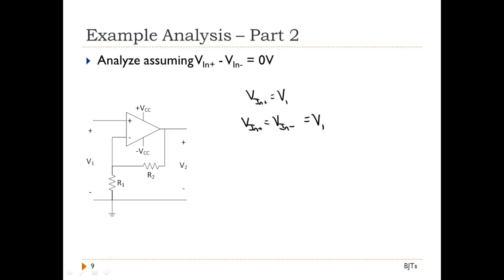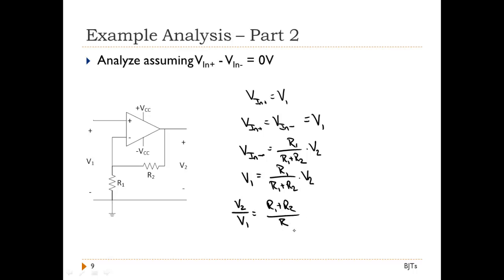The voltage divider would lead to a relationship Vin minus equals R1 over R1 plus R2 times V2. We already said that Vin minus also equals V1, which leads to V1 equals R1 over R1 plus R2 times V2. This can be simplified to V2 over V1 equals the quantity R1 plus R2 over R1, which further equals 1 plus R2 over R1, the same result we got with our previous analysis.